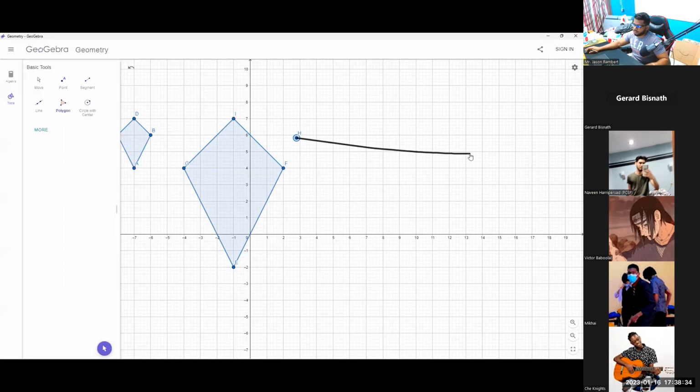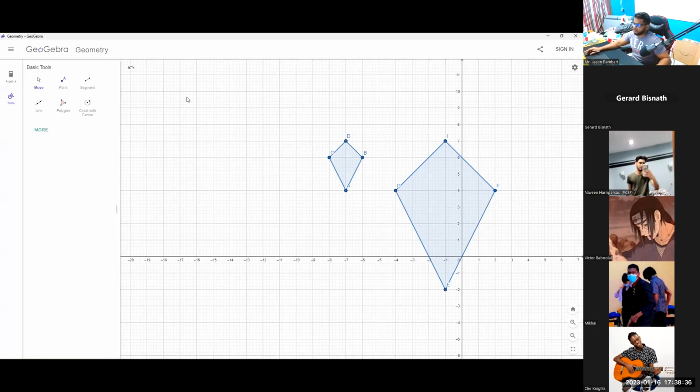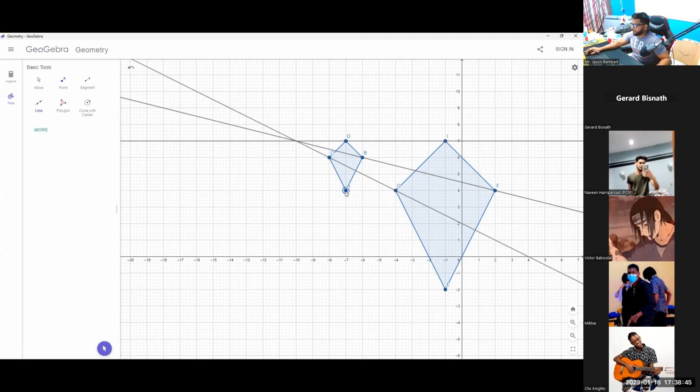Right now, I'm doing this because I'm not going to waste my time and draw all of it. Line this point to its image, this point to its image. All of them will connect at the same spot, (-10, 7), the center of enlargement. Good.